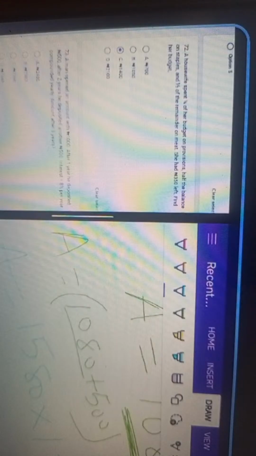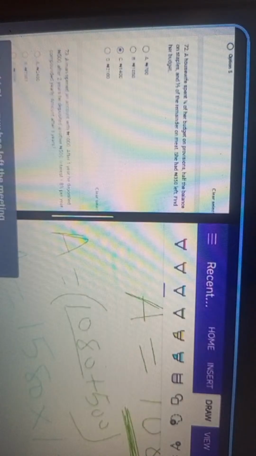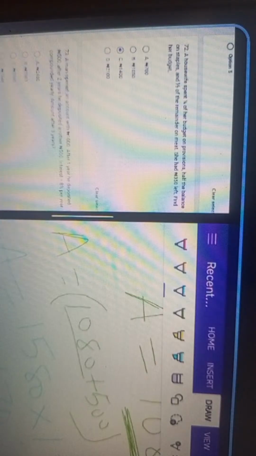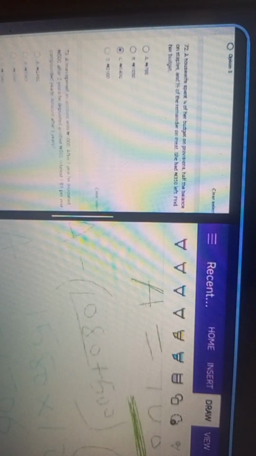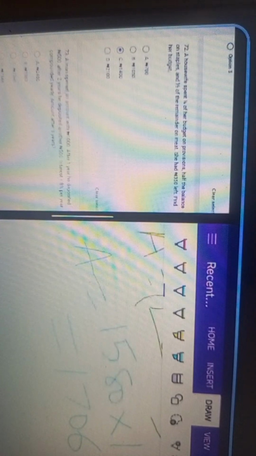So that's 1,580 times 1.08, which will give me 1,706.4. That means this is the amount that will be paid to him. But he still chose to reinvest. That means in the third year, this will be his principal now, because that's the money he's reinvesting.